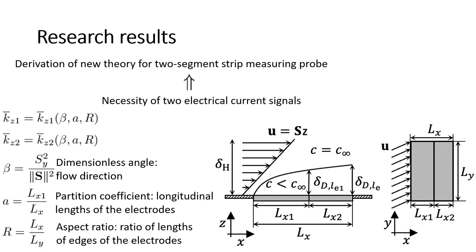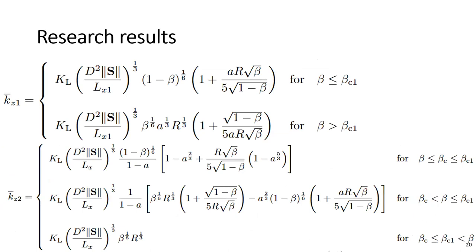The main results are these formulas for mass transfer coefficients for the case of the front segment and for the case of the rear segment. And these are functions of three dimensionless variables. These are the beta parameter that describes the flow direction. Then there is the parameter A, which describes the length of the electrodes. And finally, the aspect ratio, that is a simple ratio of the length to the width of the electrodes. Explicit formulas you can see on this slide.